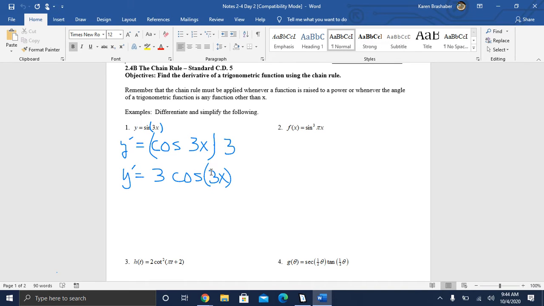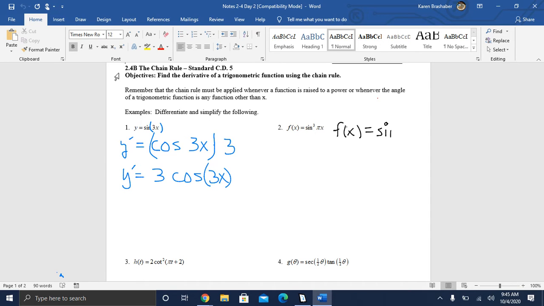All right. Your second example is sine, parentheses to the third power. And you may want to actually write it that way because it's not showing the parentheses, but it actually is. So you may want to do a rewrite of f of x as the sine of pi x.